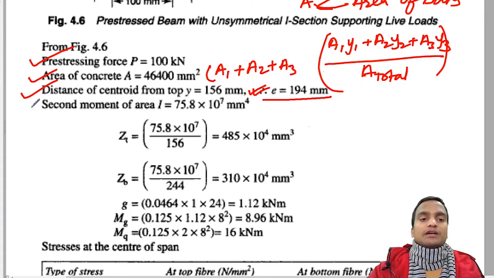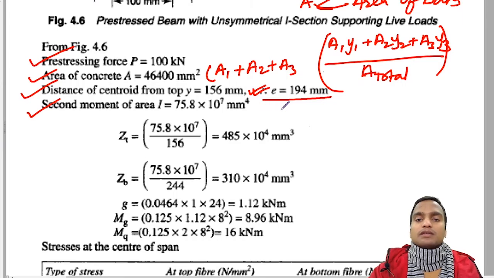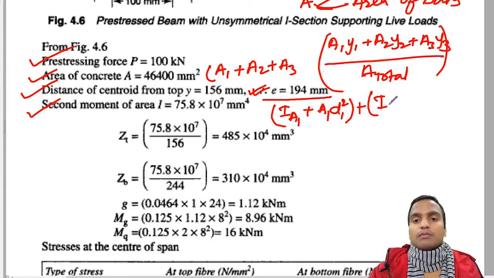Now second moment of area, it is not very difficult. Here is how we calculate second moment of area. Simply you have to calculate the moment of inertia for each area, and if you take A1, it will be equal to IA1 plus A1 D1 square, okay, plus I, the moment of inertia of A2 about its centroidal axis, plus A2 into D2 square. Here what is this?